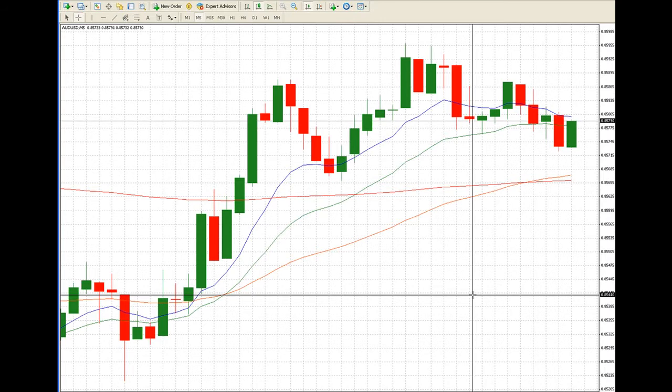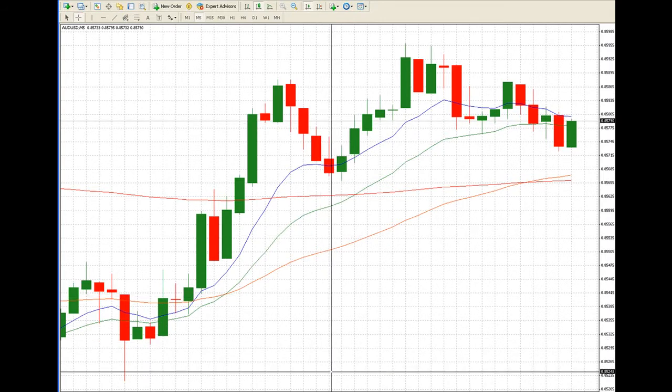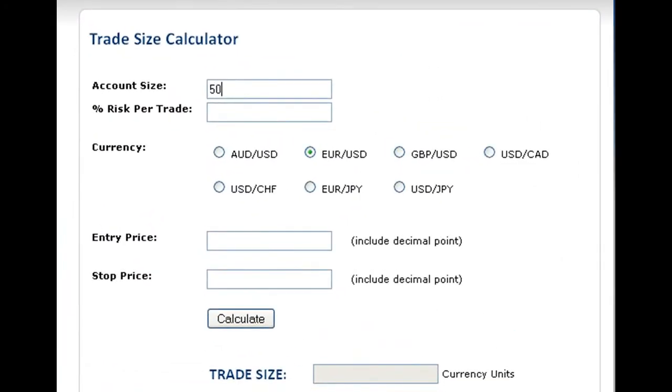And let's see how many currency units we need to be purchasing. So let's say we've got a $50,000 account. Let's say we wanted to trade 50,000. We want to put in a risk of, let's say, 2%, Australian dollar against US dollar. Entry price is 0.8569. Stop price is 0.8556. And the amount of currency units is 769,231. So I'm going to just put in a flat 750,000 currency units into that.